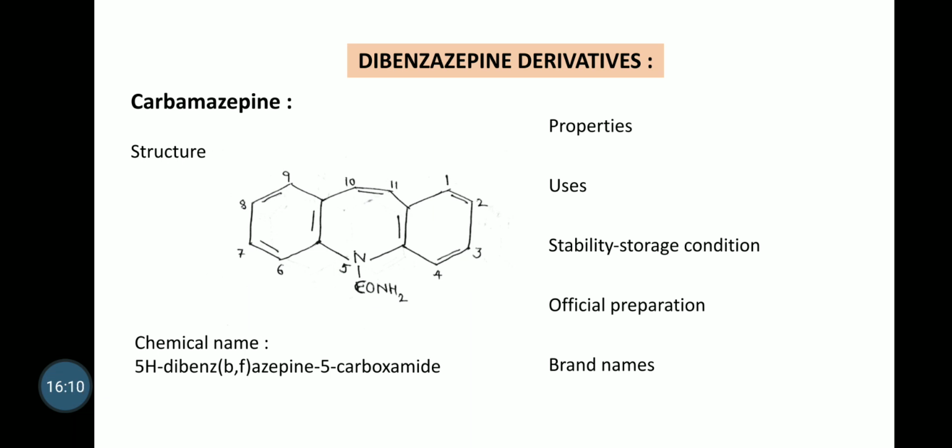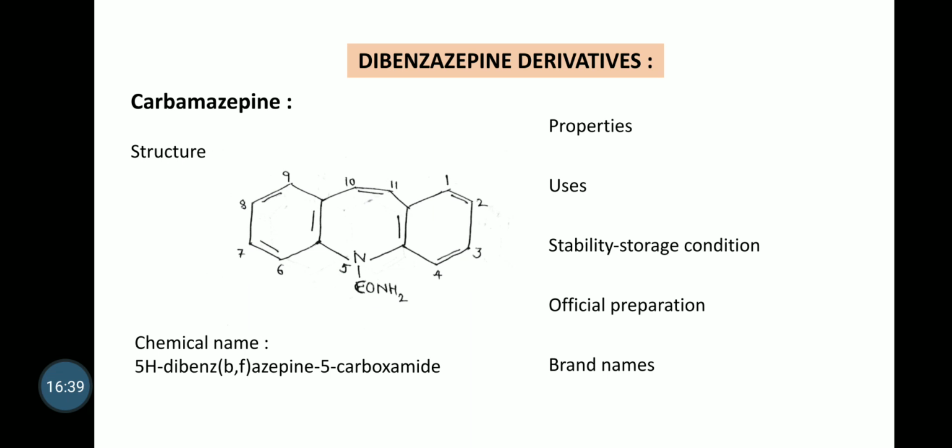Refer your chapter of your heterocyclic compounds. In that refer the rule of trivial names, that instead of using the numbers you have to use the alphabets for numbering the position of the sides. Therefore you can write down dibenz[b,f]azepine 5-carboxamide.